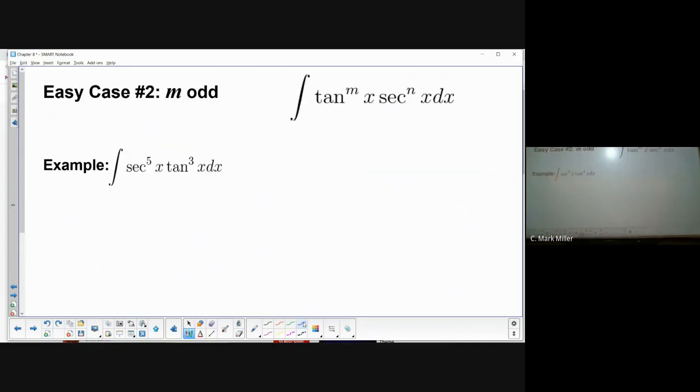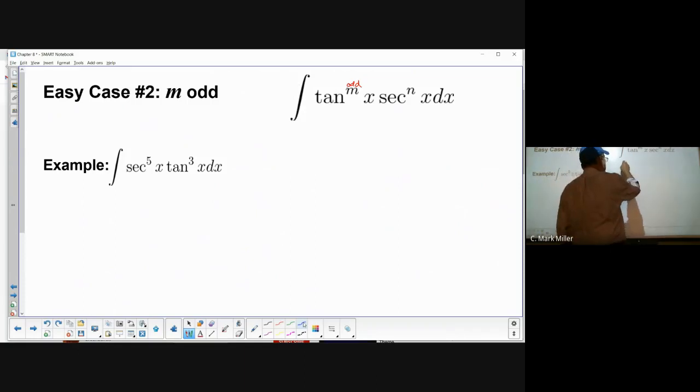Case number 2. What if m is odd? The other one, n was even. You didn't care what m was. Here, m is odd. You don't care what n is. Now, if m, what is m? That's tangent. Okay, now watch. If m is odd, this is odd. Instead of taking a secant squared off, we're going to take a secant tangent off. We're going to peel a secant tangent off.